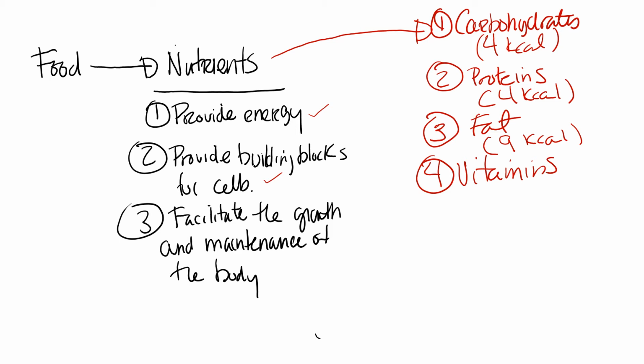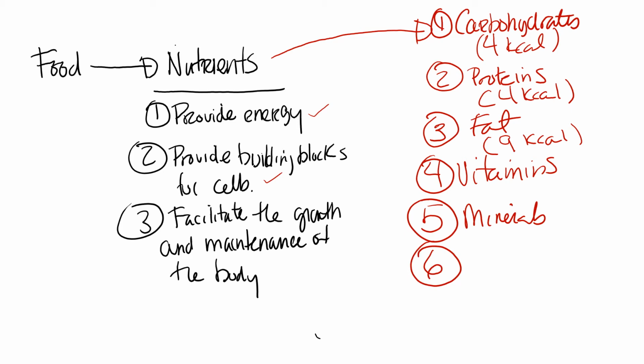The next one is minerals. Minerals are inorganic substances that don't contain carbon, and they perform lots of functions in the body. My favorite minerals to talk about are sodium and potassium. Sodium and potassium are minerals that our body uses to generate electrical potentials in neurons, which is really, really cool. And just like vitamins, minerals contain no usable energy for the body.